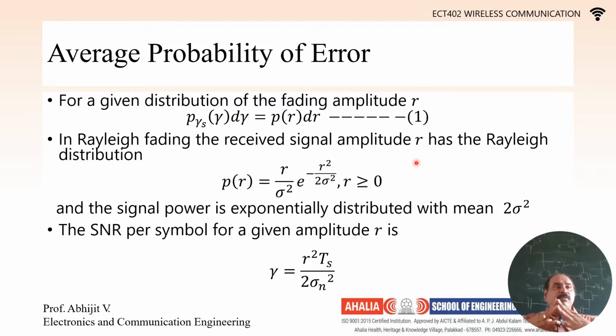The probability distribution function will follow the Rayleigh fading mechanism. This distribution of the wireless signal will follow the Rayleigh distribution. So in Rayleigh fading, the received signal amplitude R has a Rayleigh distribution, given by P of R equal to R by sigma square e raised to minus R square by 2 sigma square, where R is always greater than or equal to 0. And the signal power is exponentially distributed with mean 2 sigma square.